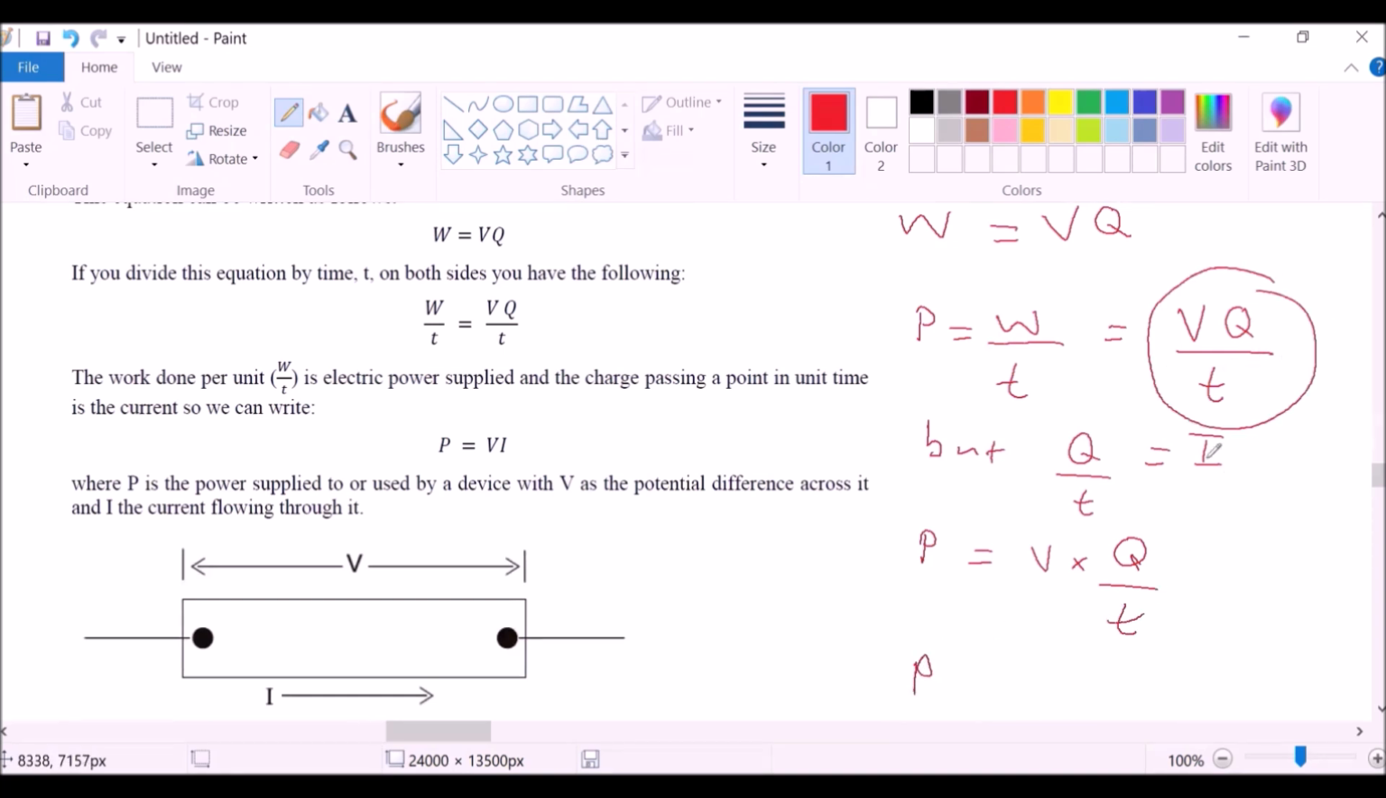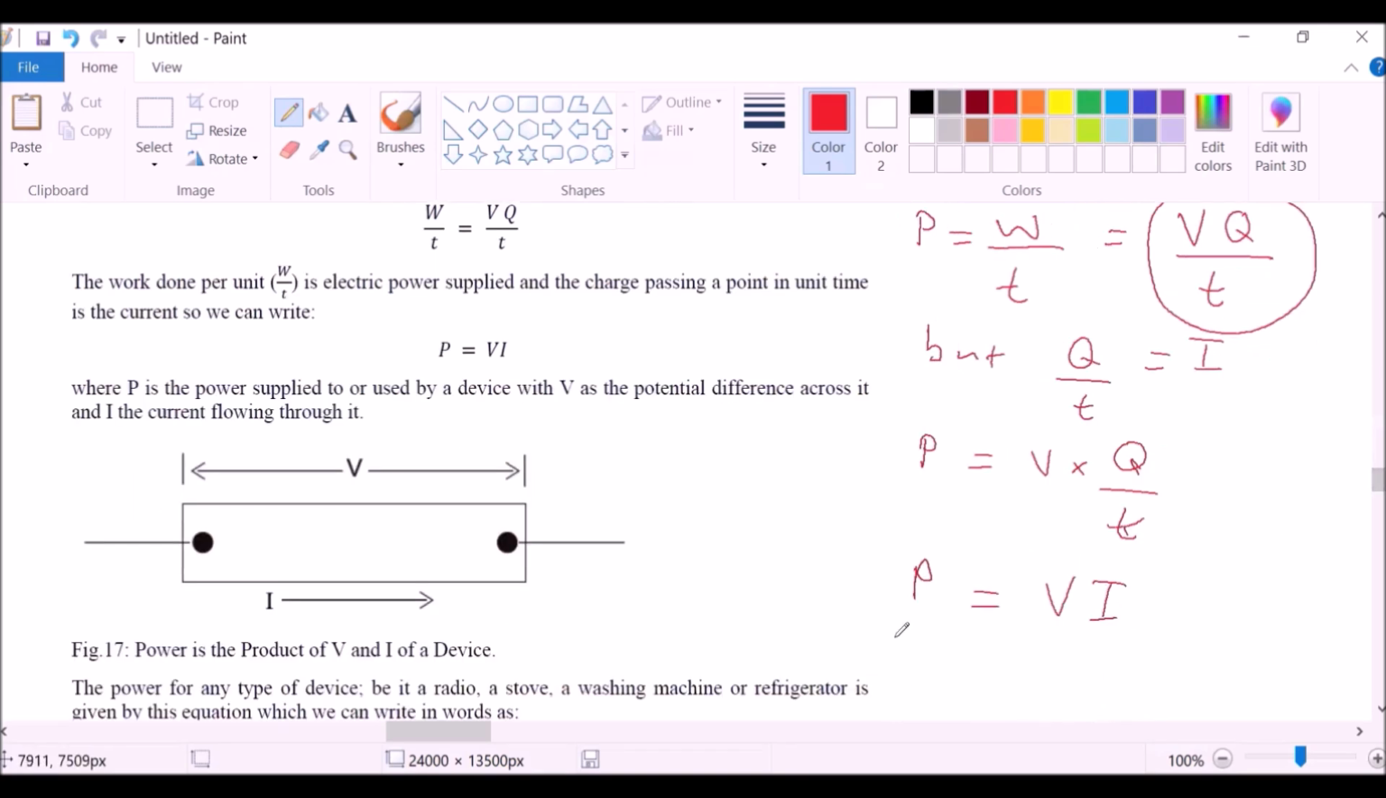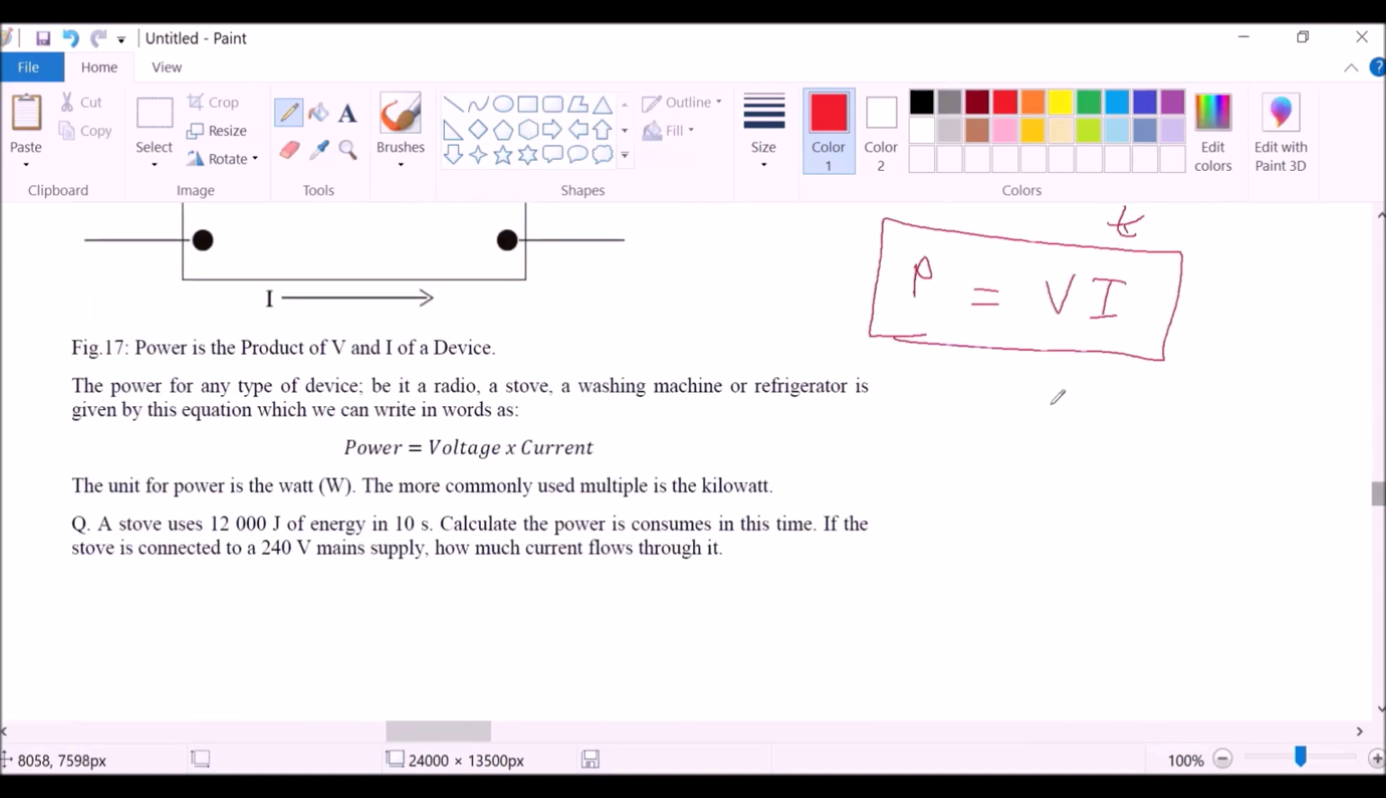And we can substitute charge over time with current. So power is equal to voltage times current. So this is a very important equation. The unit of power is watts. The more commonly used multiple is the kilowatt. 1 kilowatt is equal to 1000 watts.